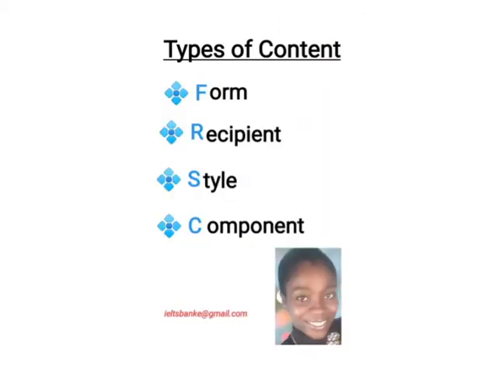The types of content that you will write in your task 1 letter will depend on 4 factors, which I have called my FRSC code. It will depend on the form, that is, whether the letter is a formal letter, an informal letter, or a semi-formal letter. The type of content you will be writing will also depend on the recipient of that letter, whether it is a known recipient or an unknown recipient.